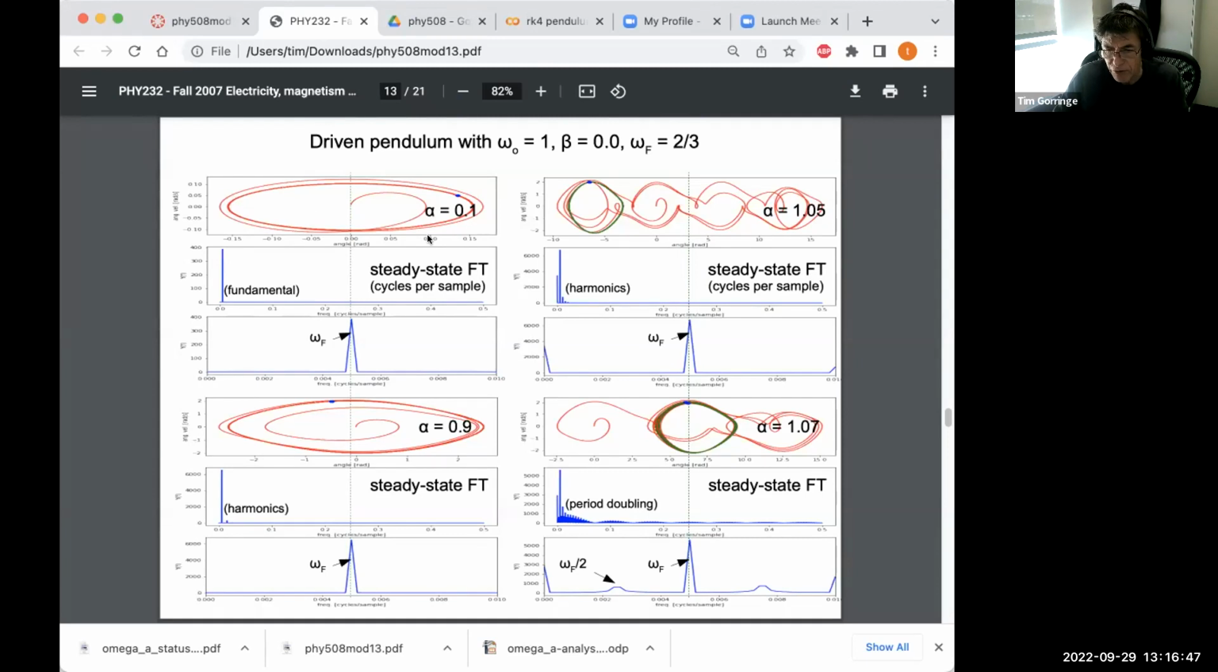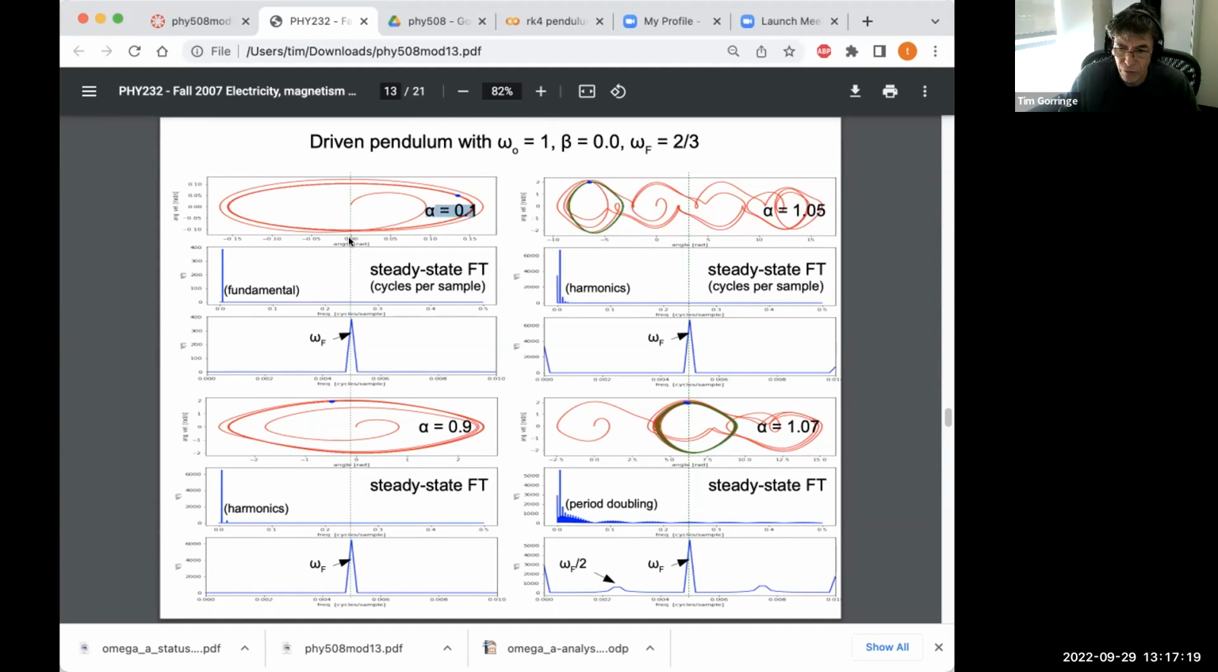So the plots follow the same pattern. I've got 4 quadrants. They're going to have different values of the driving force parameter, alpha. And then in each quadrant, we've got the phase space plot upstairs, and then the 2 lower plots are the frequency domain plots on the full scale and then an expanded scale. And so let's walk through each one of these. Let's start with the top left.